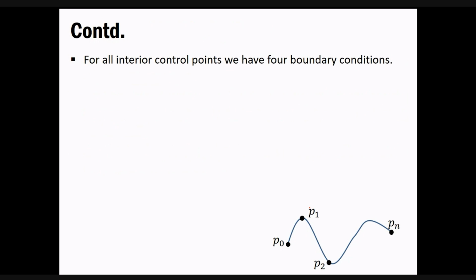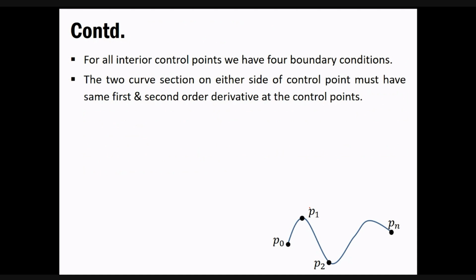Similarly, for all the interior control points we have four boundary conditions. The two curve sections on either side of the control point must have the same first order and second order derivatives at the control point. On one side, suppose it is p0 and p1, and on the other side p2 and p3, or whatever curve sections you have, the first order and second order derivatives must be the same at that given point.